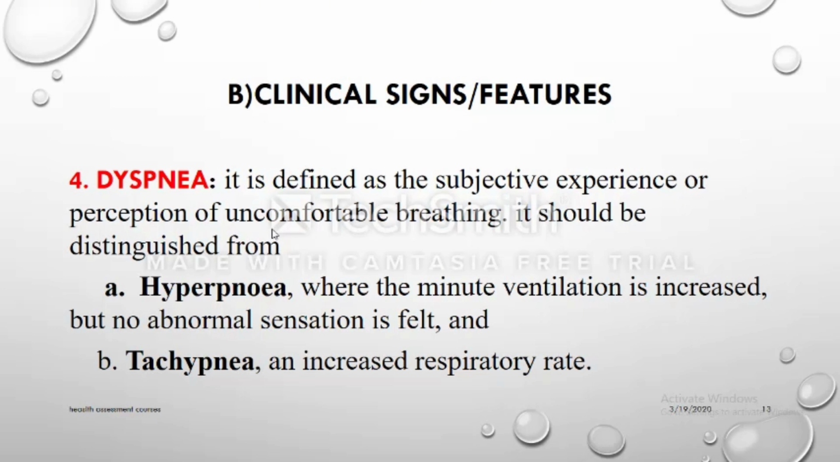Hyperpnea is where the minute ventilation is increased but no abnormal sensation is felt. But tachypnea is an increased respiratory rate. This means that it was more than 20 cycles per minute.